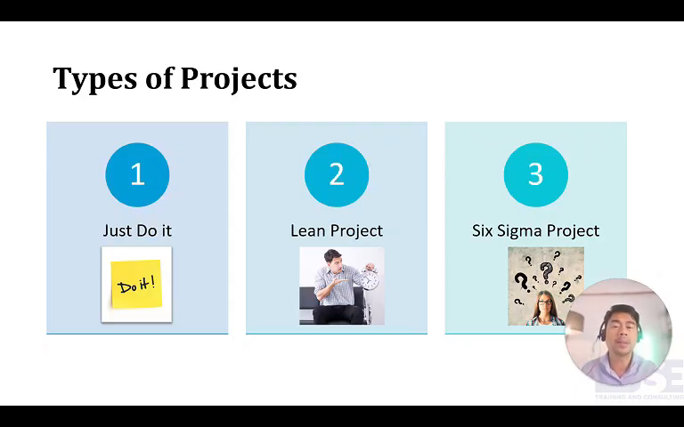And the third type of project is a Six Sigma project. A full-blown Six Sigma project happens when you're dealing with quality issues and you don't know what the causes are. So quality issues, maybe cost issues as well. The cost eventually is related to quality as well. And you don't know what the causes are. So in this case, you apply a full-blown Six Sigma project. And there you have it.